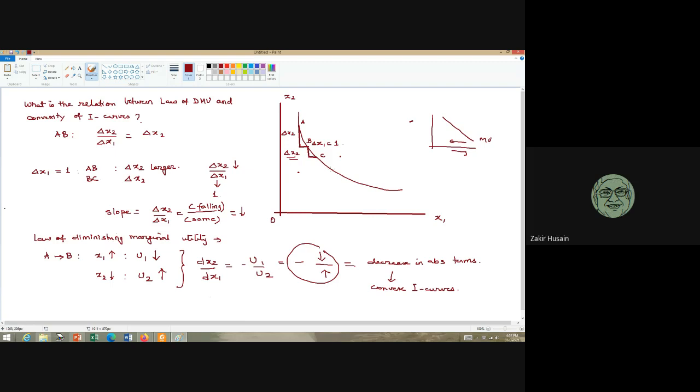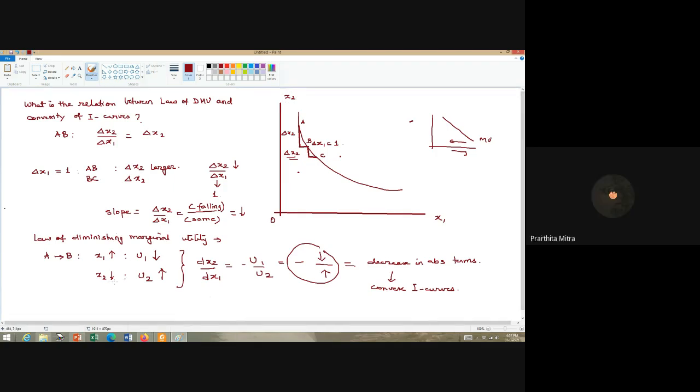Do you understand what is happening to the consumption of x1? As I am simply moving down like this, what is happening to the consumption, what is happening to x1? Sir, x1 rises. Okay, so if x1 rises, what will happen to u1, marginal utility? It will fall. Now as I'm moving down like this, what has happened to x2?